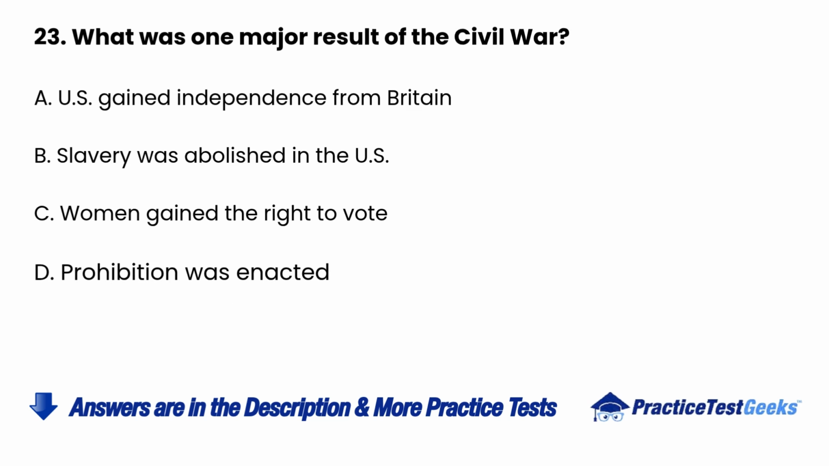23. What was one major result of the Civil War? A. U.S. gained independence from Britain. B. Slavery was abolished in the U.S. C. Women gained the right to vote. D. Prohibition was enacted.